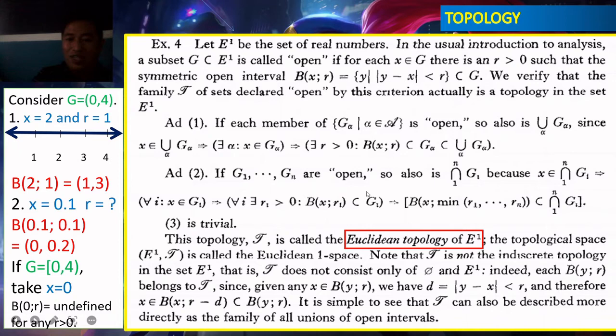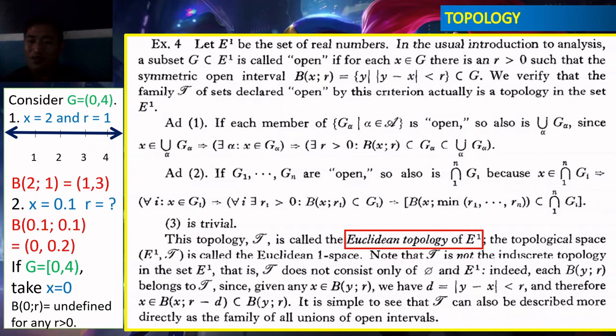Okay. Now, if we take the minimum of the RI, that is the minimum of R1 to RN, this open interval B of X, minimum R, is a subset of the intersection of the GI, I from 1 to N. Tama. So, kung natin minimum class ka itong sa radius, magkagamay kaayo siya dito sa X. So, sure tanga ka na siya, element siya, subset na siyang interval sa intersection.